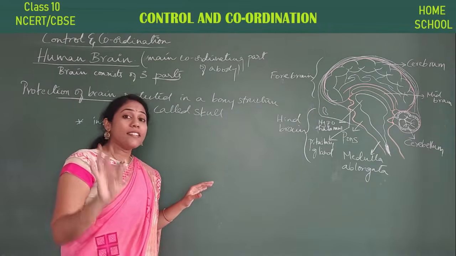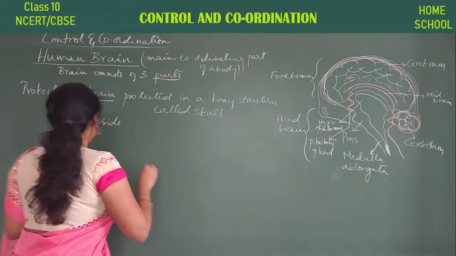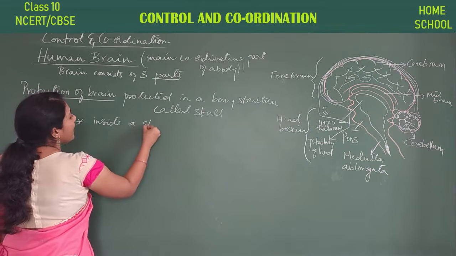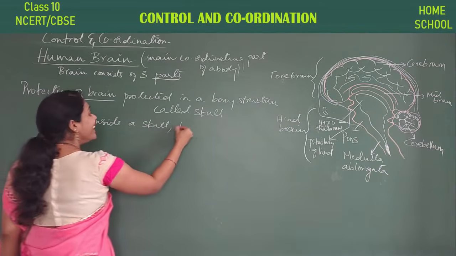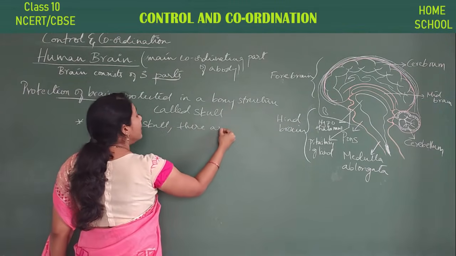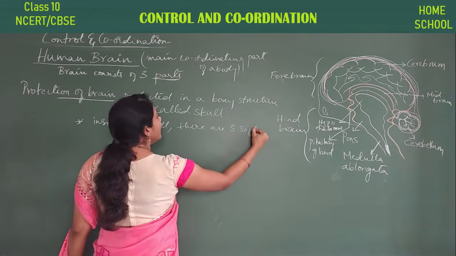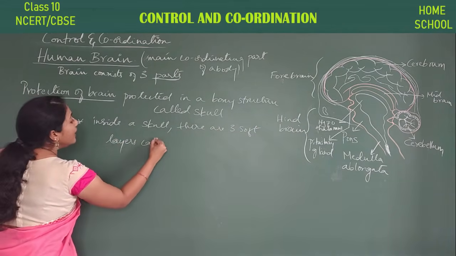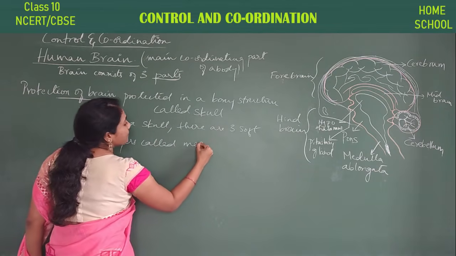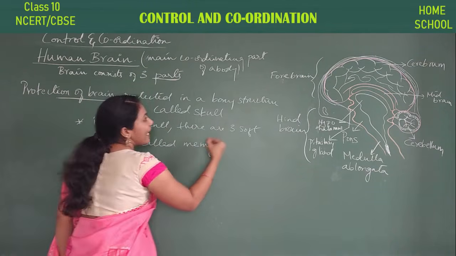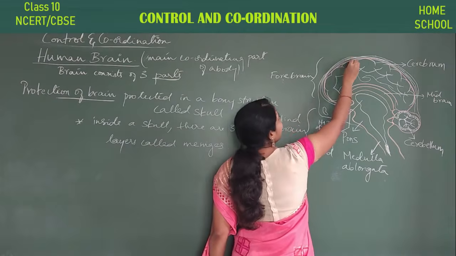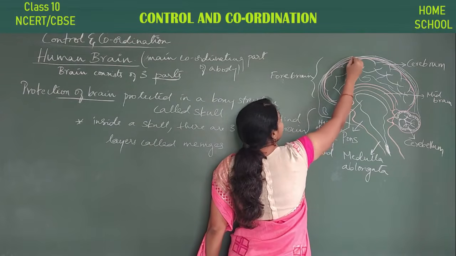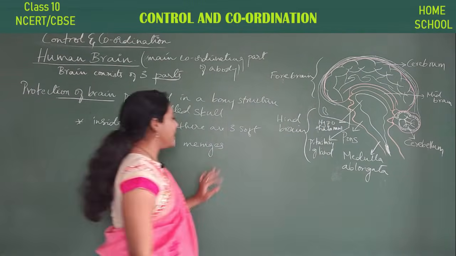And those layers are called meninges. Okay, inside a skull, there are three soft layers called meninges. Okay, meninges. Actually, I have put so many layers here. Yes or no? Say these layers are called meninges.